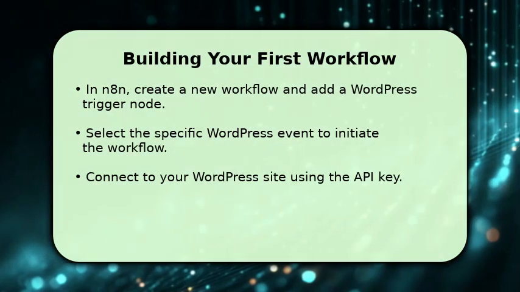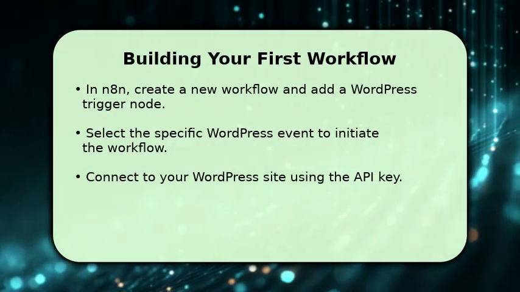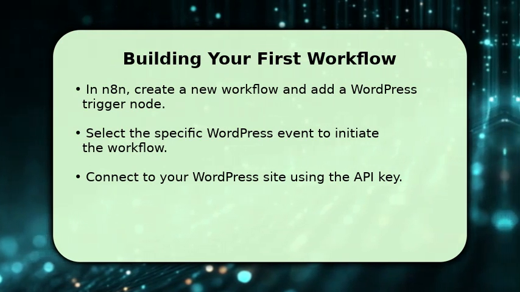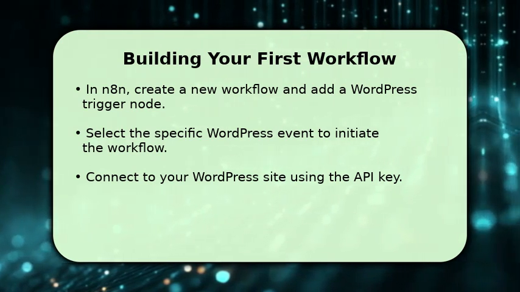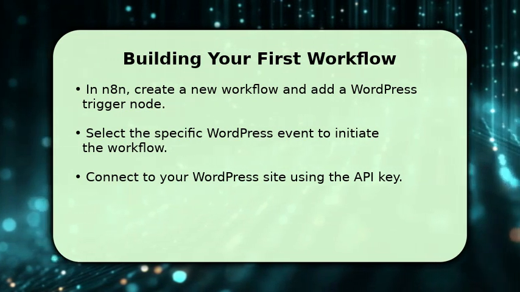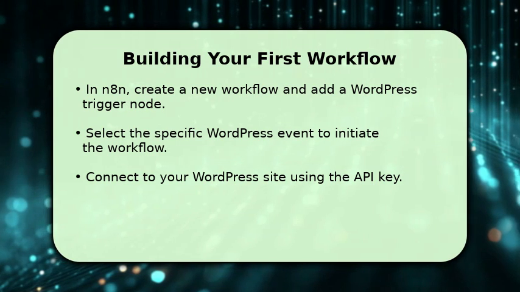Now, let's build a simple workflow. In your n8n interface, create a new workflow and drag a WordPress trigger node onto the canvas. This node listens for events on your WordPress site. You'll configure it to connect to your WordPress instance using the API key generated by the plugin.